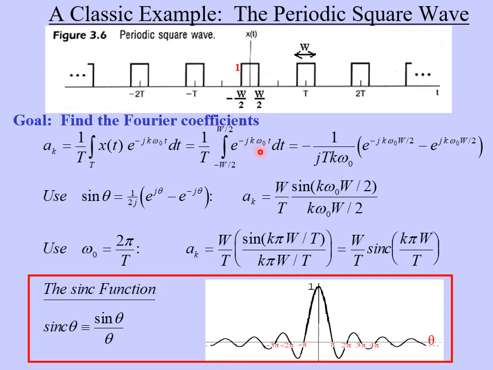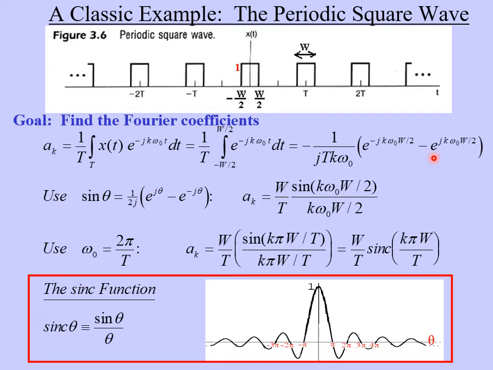Whatever is up here in the exponent in front of the t comes out in front on the bottom. So we have minus jk omega naught down here, next to this period T. Then when we integrate it, we get the same exponential function, e to the minus jk omega naught t, and we evaluate it from w over 2, which is this term here, minus negative w over 2, which is this term here. This is the result of our integral.